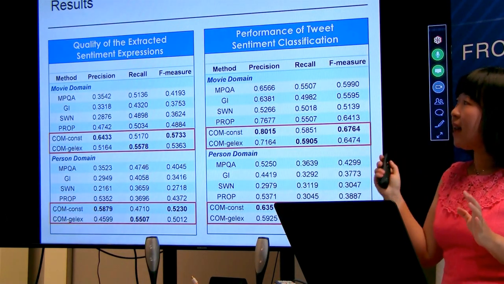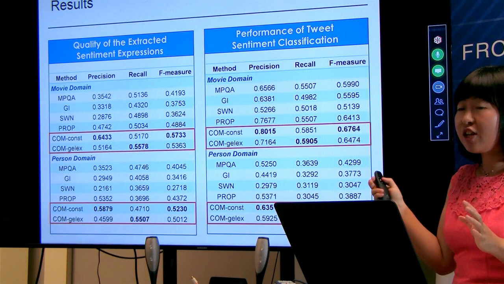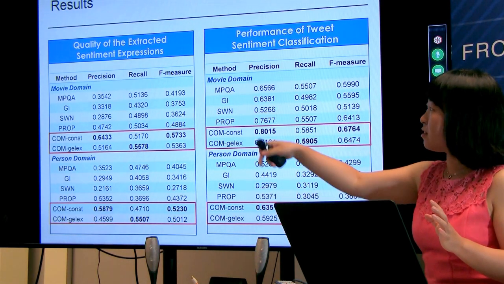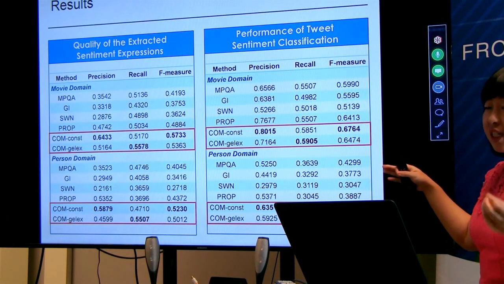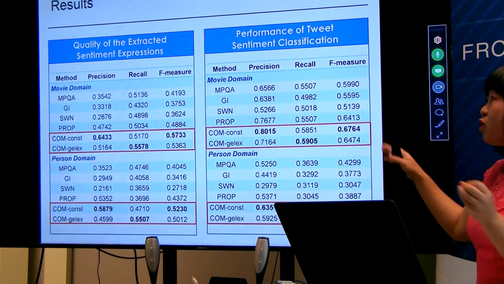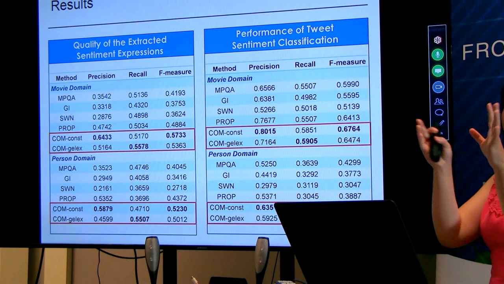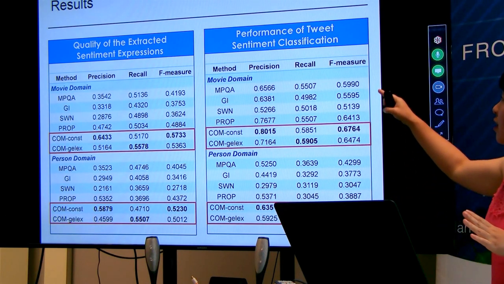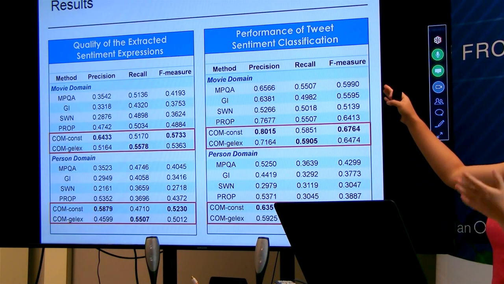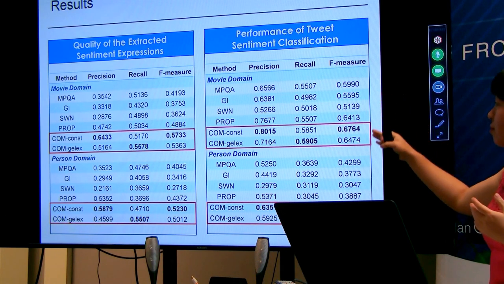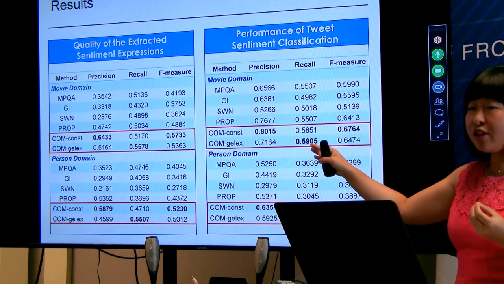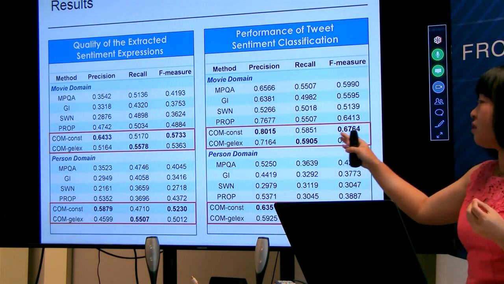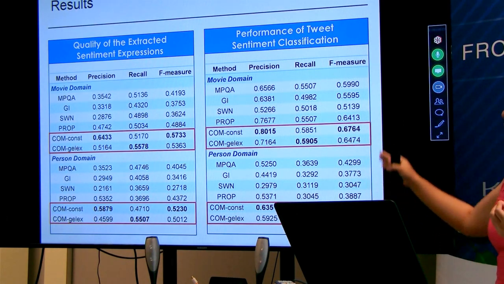And then we apply the sentiment expressions extracted by all these methods to classify the tweets as positive, negative, neutral, or objective. So it's not binary classification, it has four classes. So here are the results. They actually calculate the macro average F-measure. If you look at here, using the expressions extracted by the proposed method still achieves better results compared with other baselines.